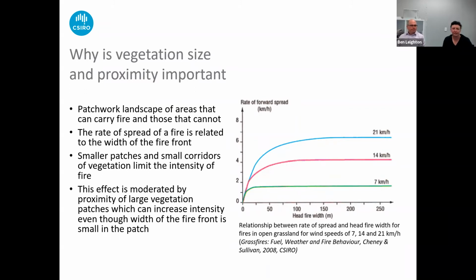Yeah. So the landscape is a patchwork of what we call continuous vegetation and discontinuous vegetation. Continuous vegetation is a patch of vegetation that can sustain fire running through it unimpeded, basically. So we've got this very patchwork landscape where we need to modify the rate of spread, and that's not only the size, but the distance from other adjacent patches of vegetation.